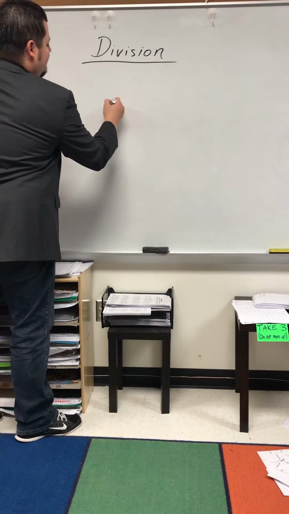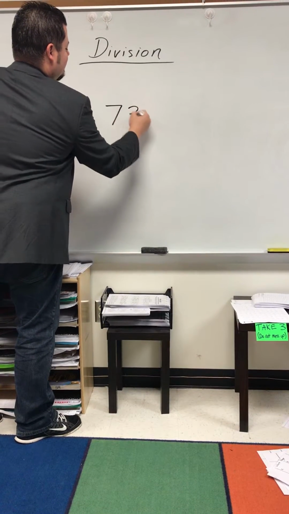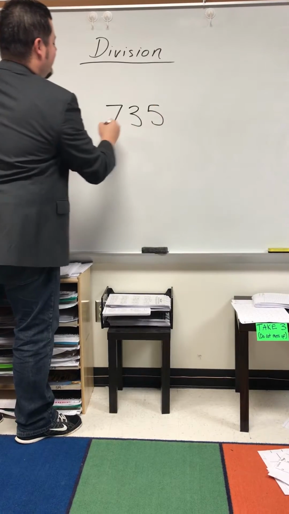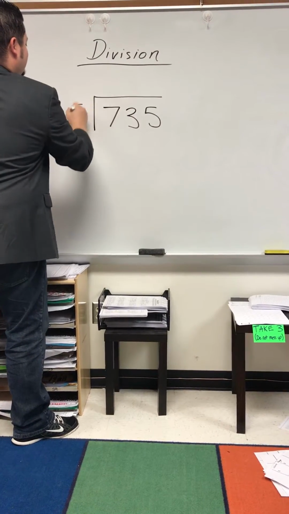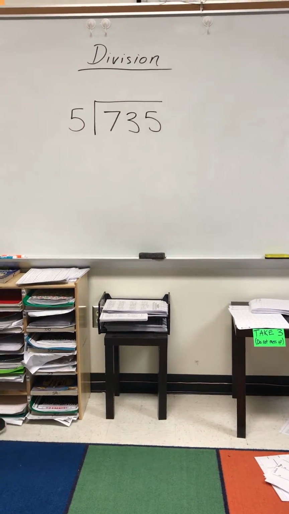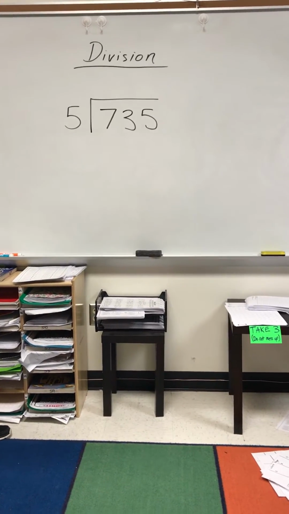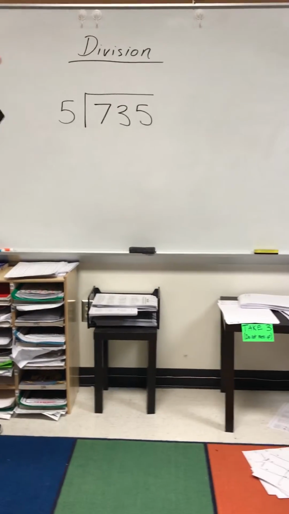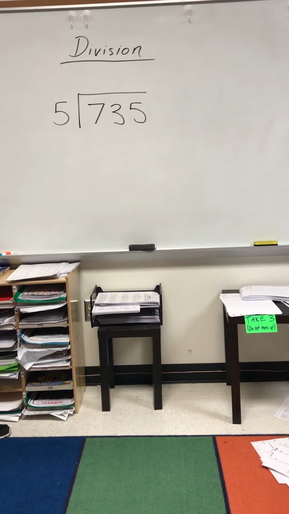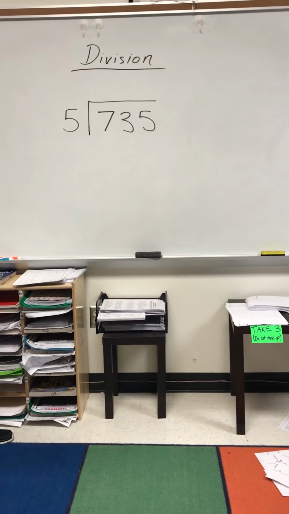So let's try 735 divided by 5. When I teach division, I tell my children to do something called bumpers. Bumpers like used in the bowling alley that keeps your ball in that lane.